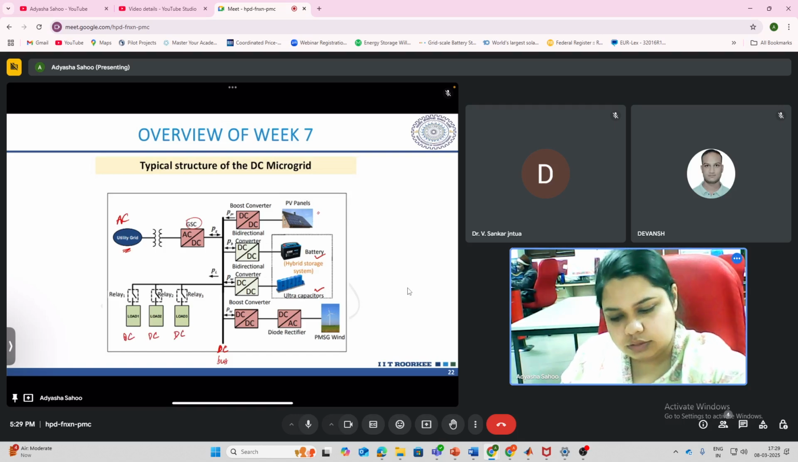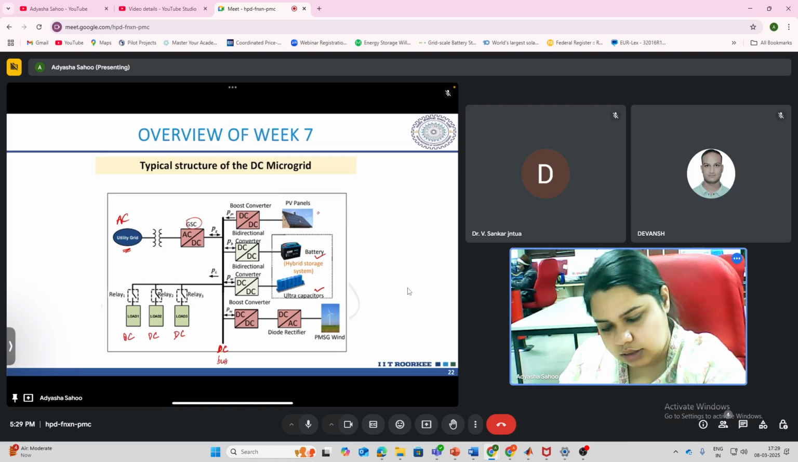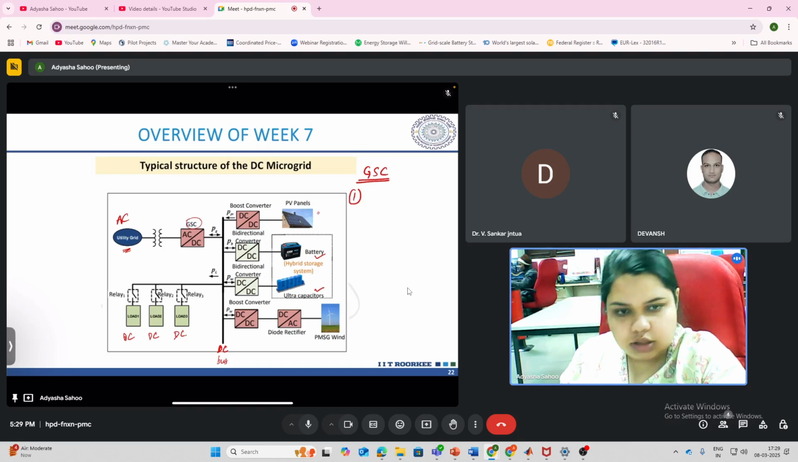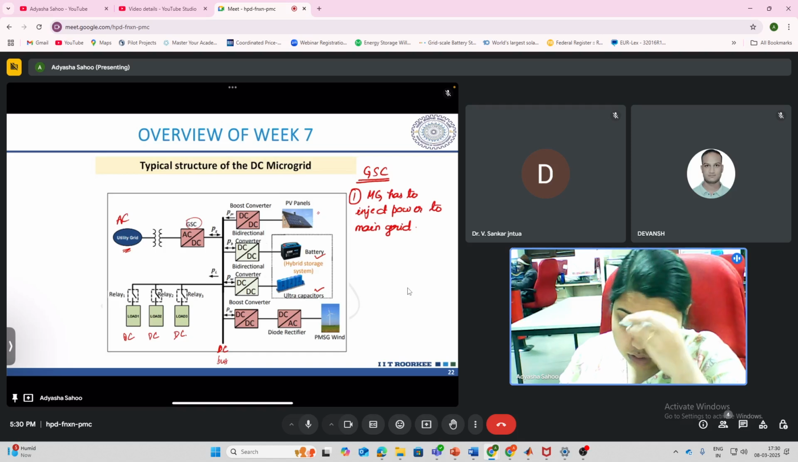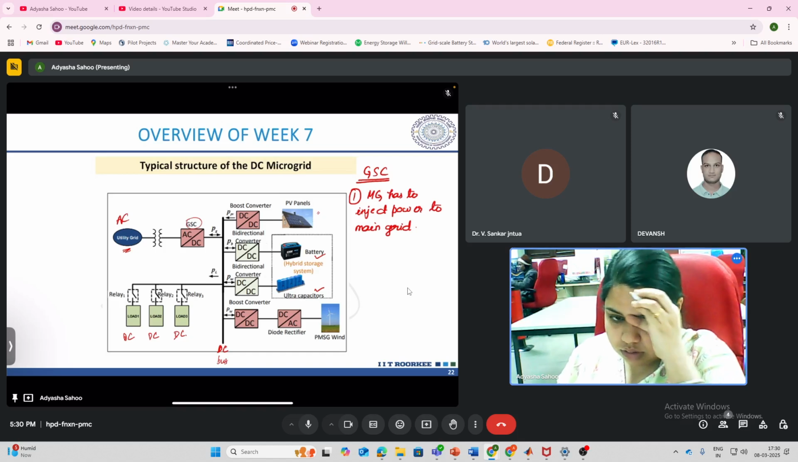Now let's say this grid side converter. So in the DC microgrid, let's say the microgrid has to inject power to the main grid, then what is the action of the grid side converter?